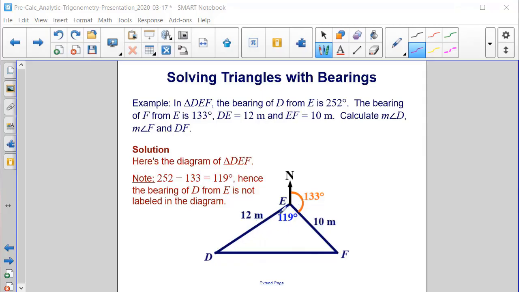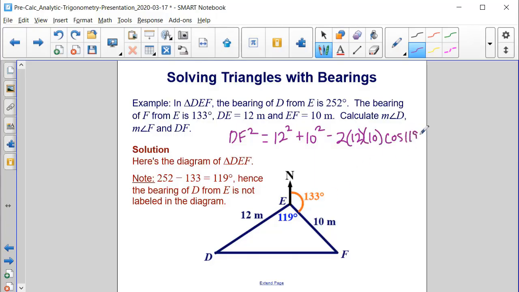Well, if we look at what we're given, a side, an angle, and then a side, and we can find the side opposite the angle using the law of cosines in this situation. So let's set it up. DF squared is equal to DE squared, which is 12 squared, plus EF, which has a measurement of 10, 10 squared, minus 2 times 12 times 10 times the cosine of 119. And then to find the length of DF, we're going to evaluate this and square root it.